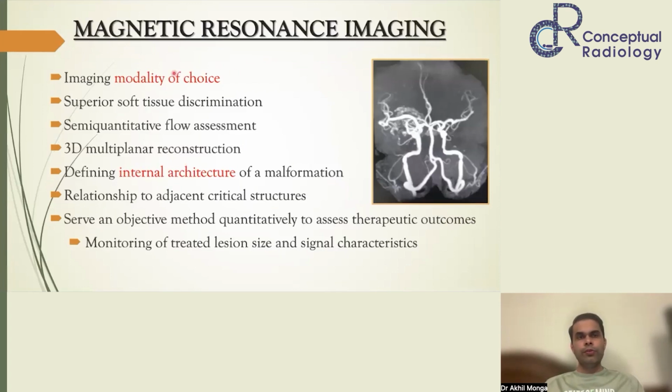Then when you go to MR, that is the imaging modality of choice. Soft tissue discrimination is really good. You're able to tell where the lesion is extending, what is the extent, is it single, is it multiple, are they connecting with each other, or is it a multifocal kind of lesion, is it going into the planes, or is it subcutaneous?